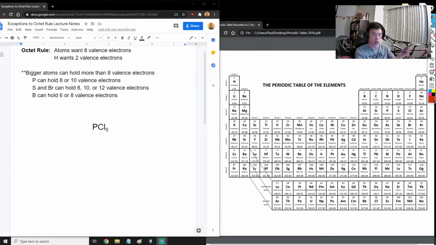Alrighty guys, so in today's lecture we're going to be talking about a few atoms that are an exception to the octet rule. But before we do that, let's review what the octet rule means. Basically, the octet rule means that atoms, when we draw their structures, are going to want 8 valence electrons. Of course, the exception is hydrogen, which wants 2 valence electrons.